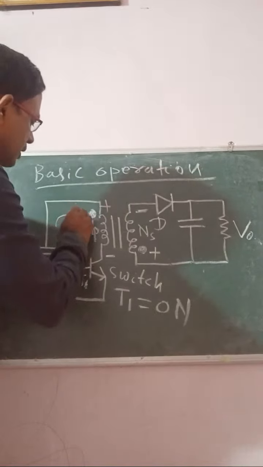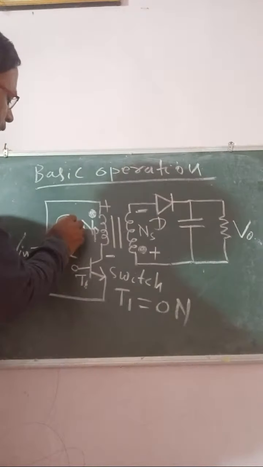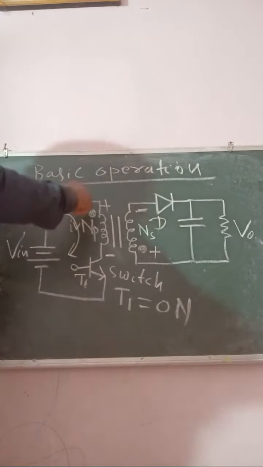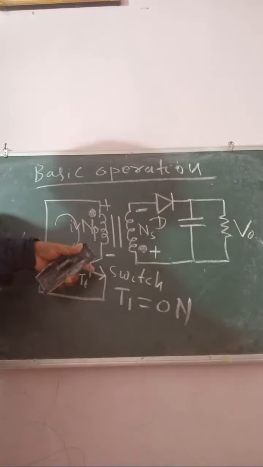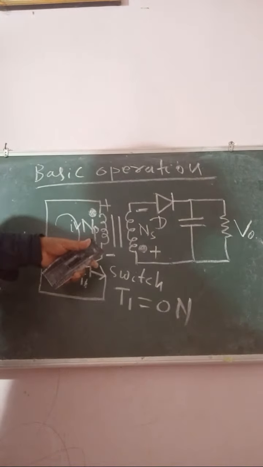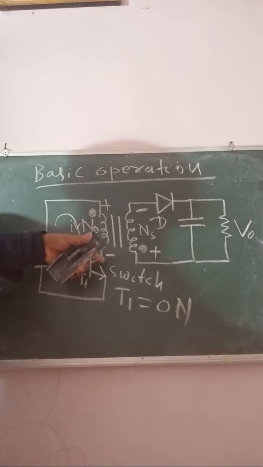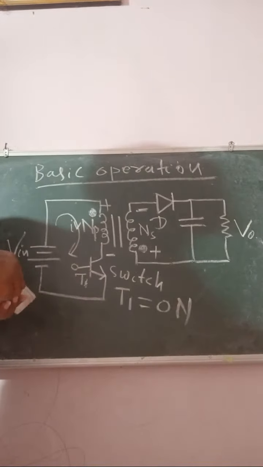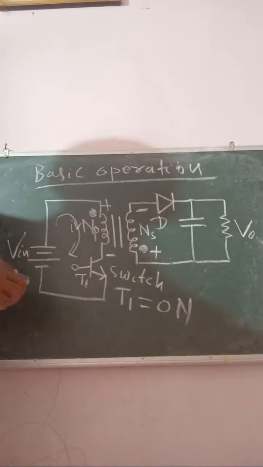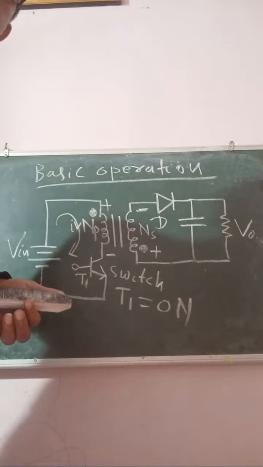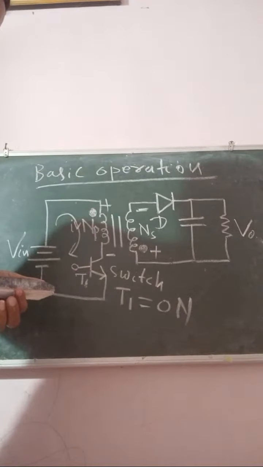This forms a closed circuit. The current flows like this because the switch acts as a short circuit. When T1 is on, the voltage across this switch is equal to 0, because it acts as a perfectly short circuit.